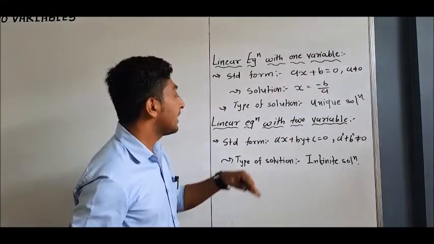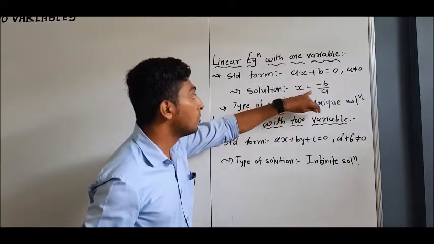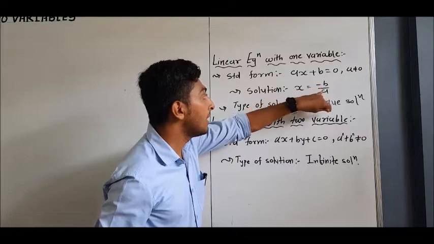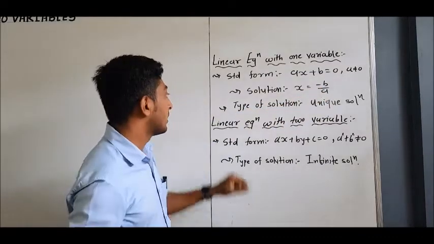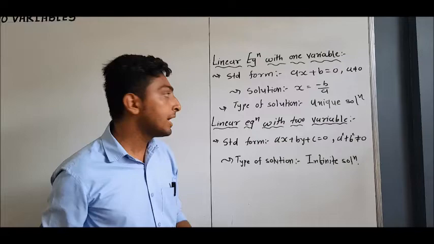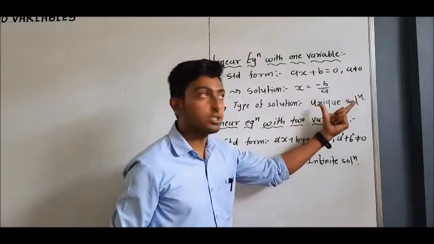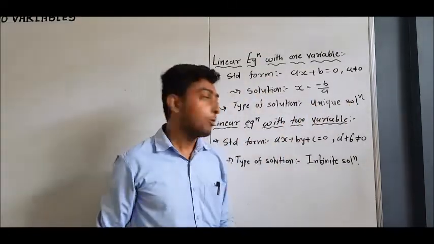The solution of linear equation with one variable is x equal to minus b by a. In other words, variable equals minus constant divided by coefficient of variable. And which type of solution do we get? There is a unique solution of linear equation with one variable.